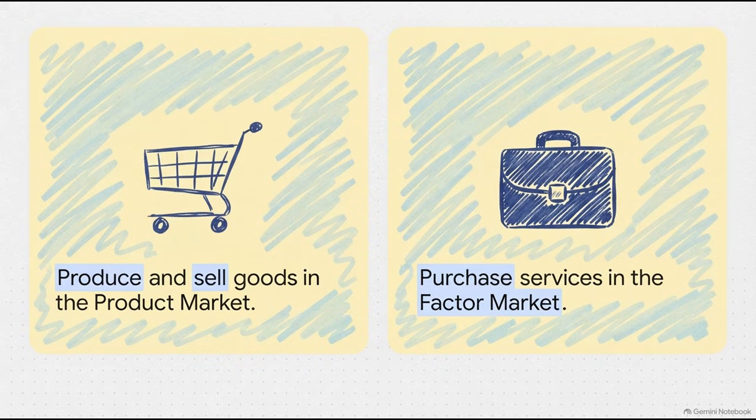But, and here's the kicker, on the exact same day, that firm is doing the total opposite in the factor market. They are actually purchasing different factor services from households, like your labor, by paying factor prices such as wages, interest, and rent. So they're sellers in one market, but buyers in another.